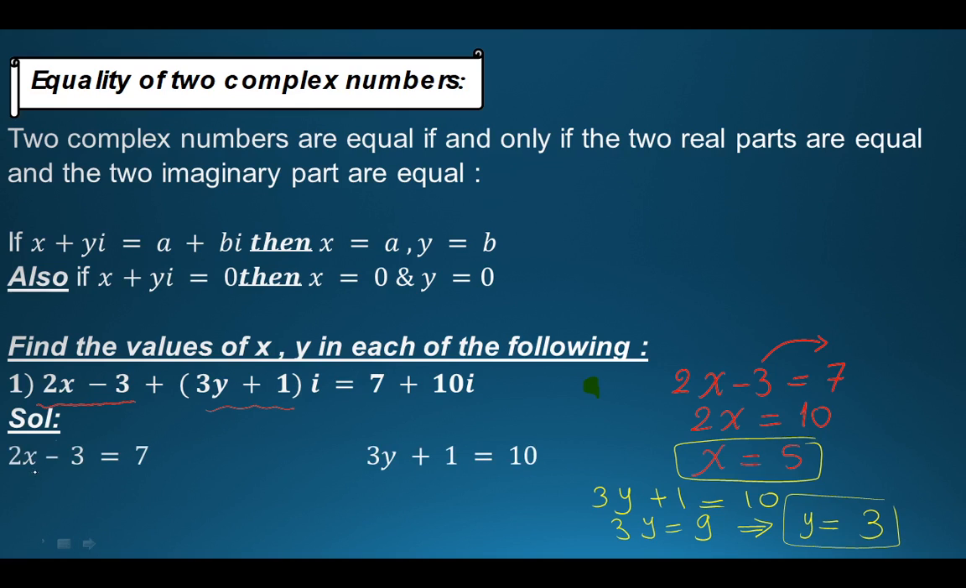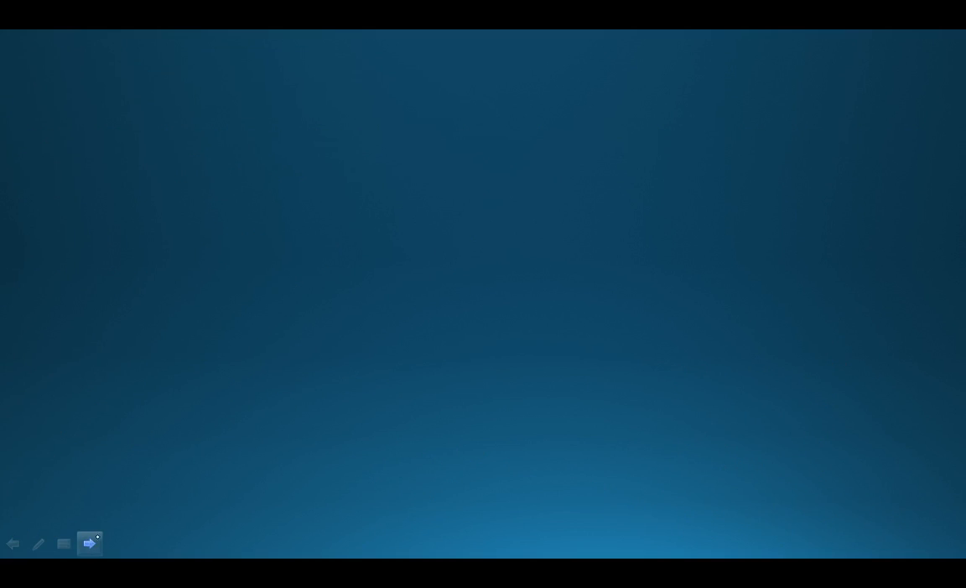Solution. Here 2x minus 3 will be equal to 7. So 2x will be equal to 10. And x will be 10 divided by 2, which is equal to 5. Here 3y plus 1 equals 10. 1 goes to the other side. It will be 10 minus 1, which is equal to 9. 3y equals 9. y equals 3. Okay. So x equals 5 and y equals 3.